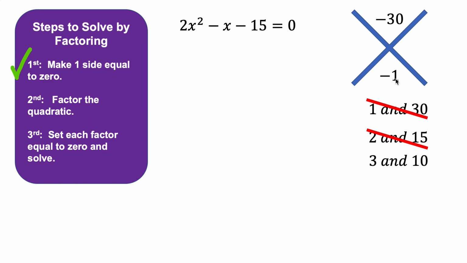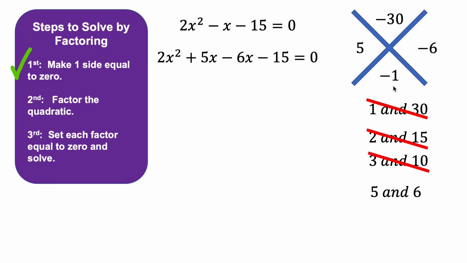3 and 10 make a 30. That'll add to be 13, subtract to be 7, still not a 1. 5 and 6, so 5 plus 6 is 11. 5 minus 6 is a 1. Okay, so we're getting our 1, but we need a negative. So which one of these would have to be a negative to make a negative 1 when you add? Must be the 6. 5 plus a negative 6 is a negative 1. So 5 and negative 6 are our winners.